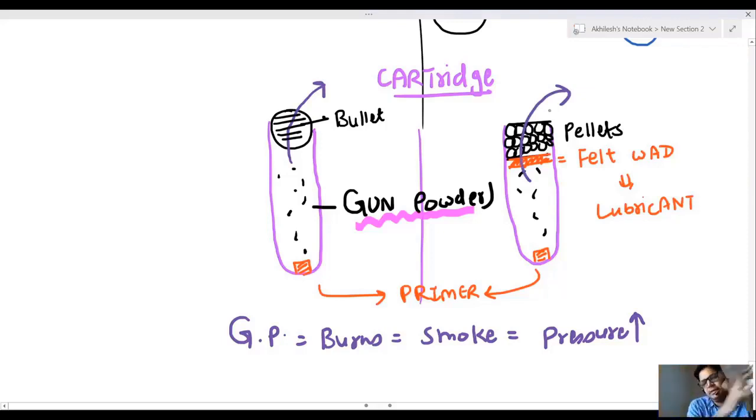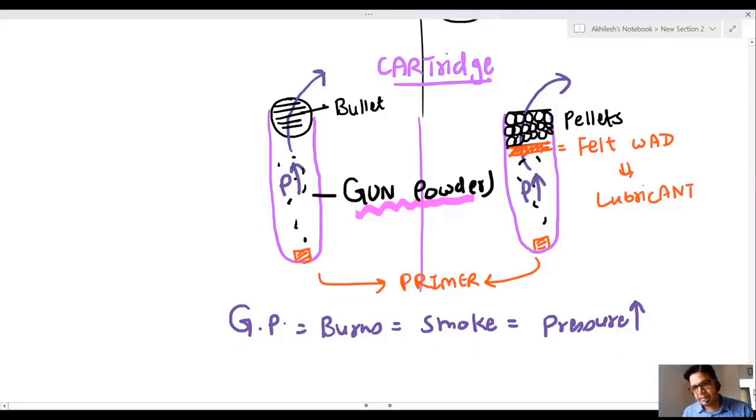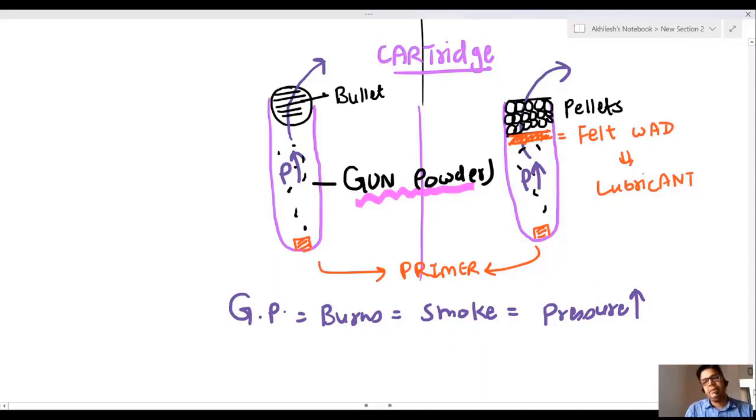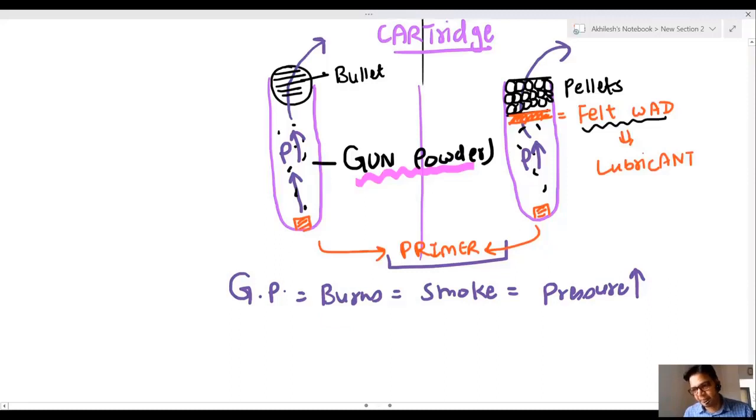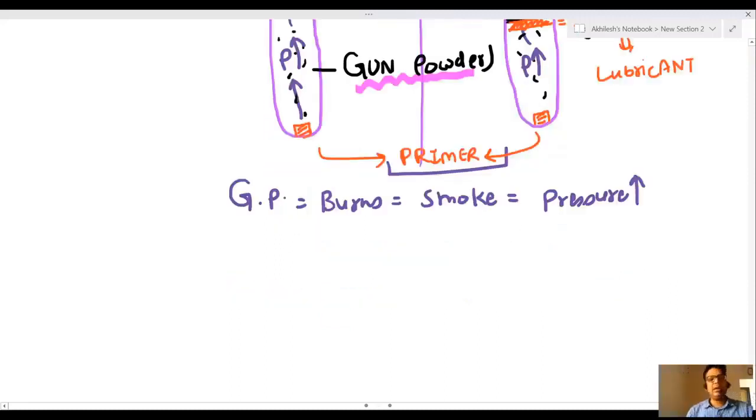When gunpowder burns, smoke is produced, and because of smoke, pressure increases. Because of the increase in pressure, the bullet and pellets are fired. This is the mechanism. First primer burns, then gunpowder burns. Felt wad is only present in shotgun cartridges, not in rifle firearms. Now, sir, write down gunpowder.